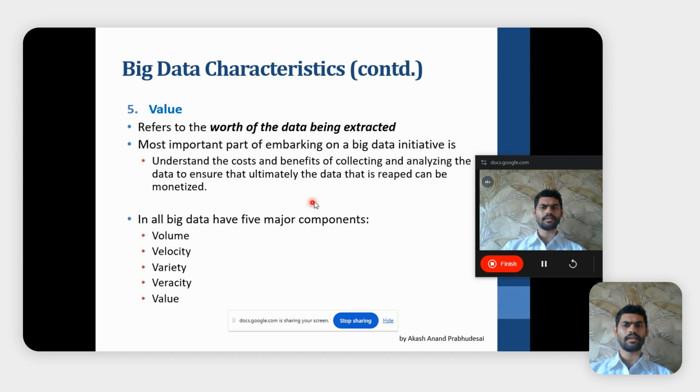Then there is the value. So how much worth the data is, it is found by the cost. So how much revenue it can bring to any enterprise can be termed using the value of big data.